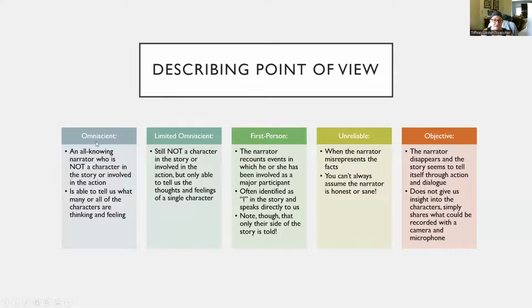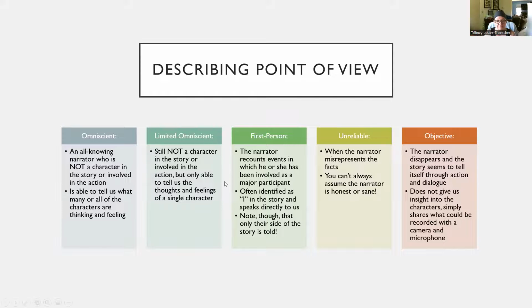So we have first the omniscient narrator. This is the all-knowing narrator who is not a character in the story. They are not a character involved in any of the action. It is just like the voice of God telling the story. But they're omniscient in that they not only see everything that's happening, but they know the thoughts and feelings of every character. And they can share that information with us, the reader.